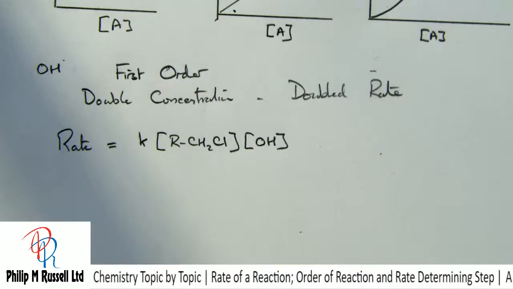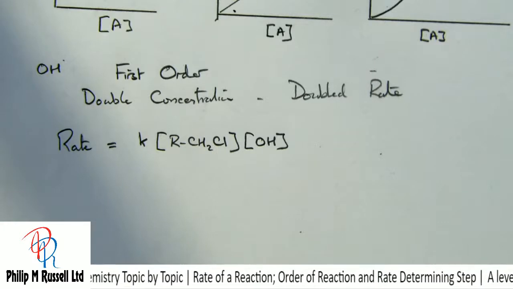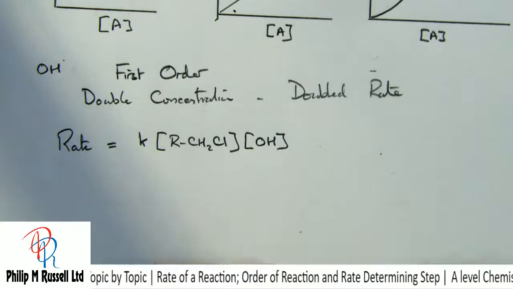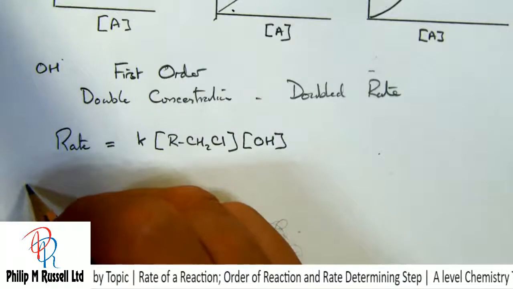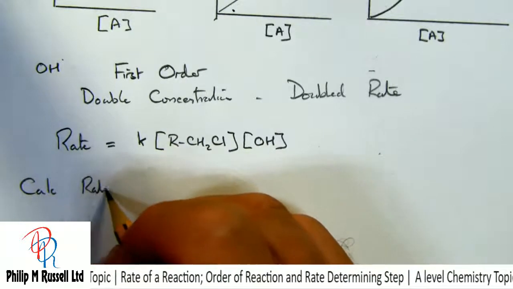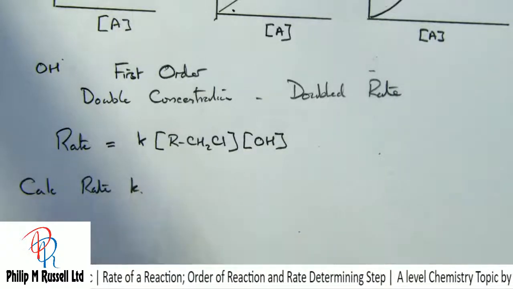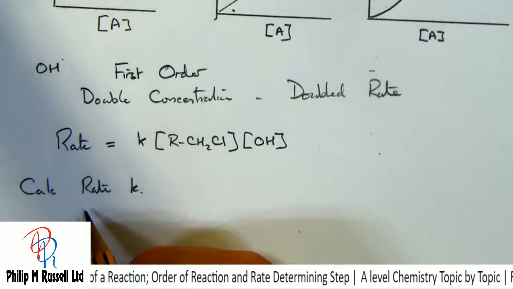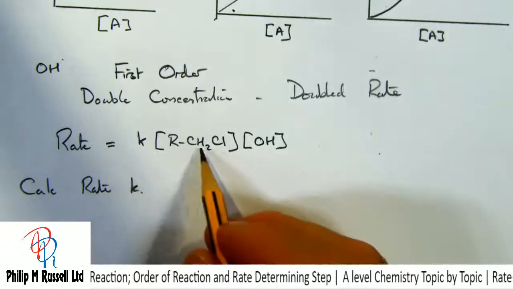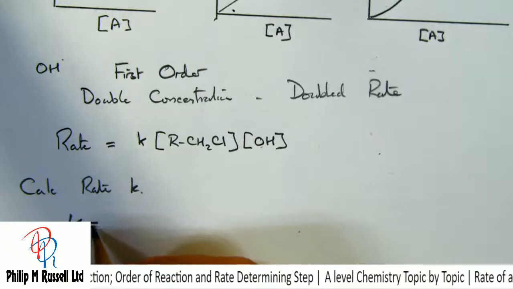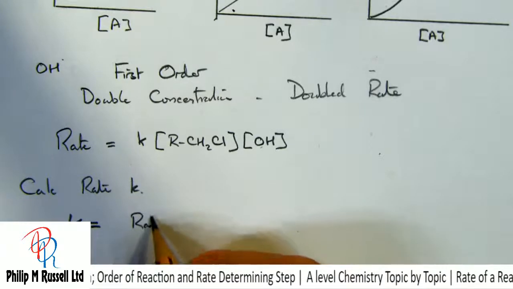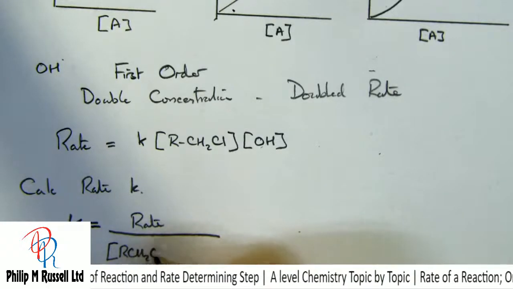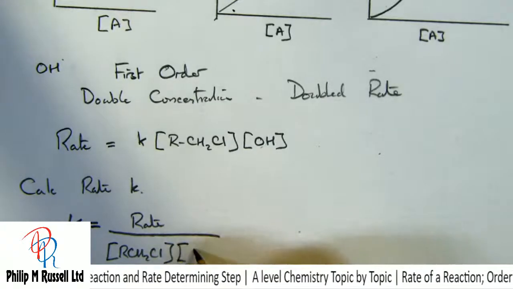What else could they ask us in here? Well, could they ask us to calculate the rate constant for this reaction? So let's calculate the rate constant. We've got it here, but it's in the wrong format. So I need to change this round. By bringing this round, I'll take those underneath basically. So K is now going to equal the rate divided by the concentration of my RCH2Cl times by my rate for my OH.